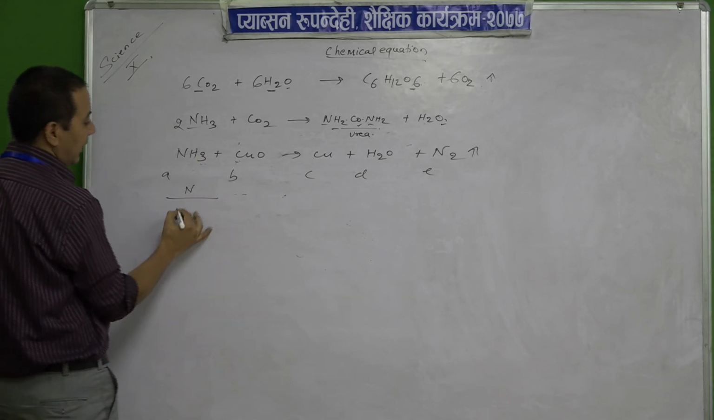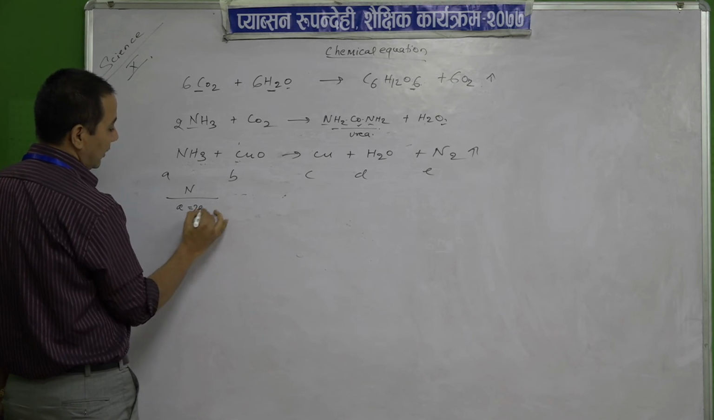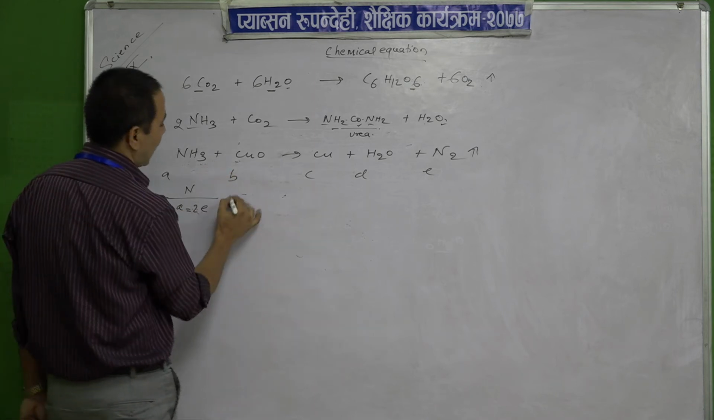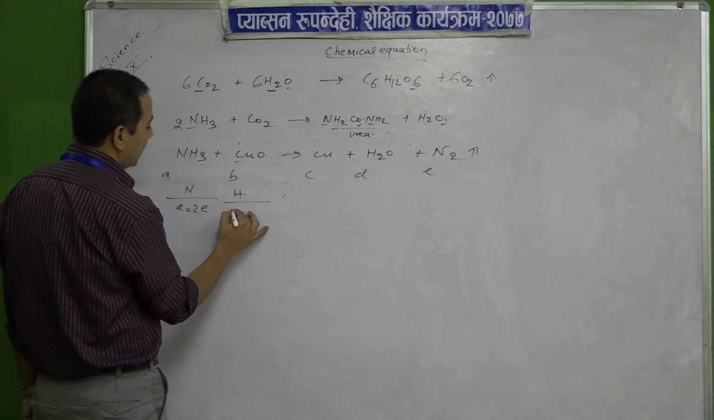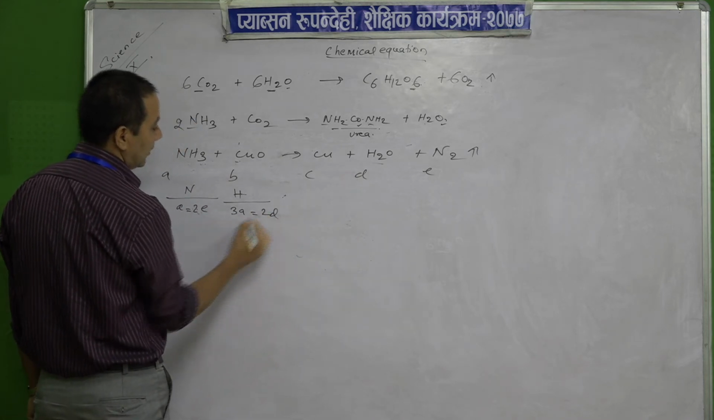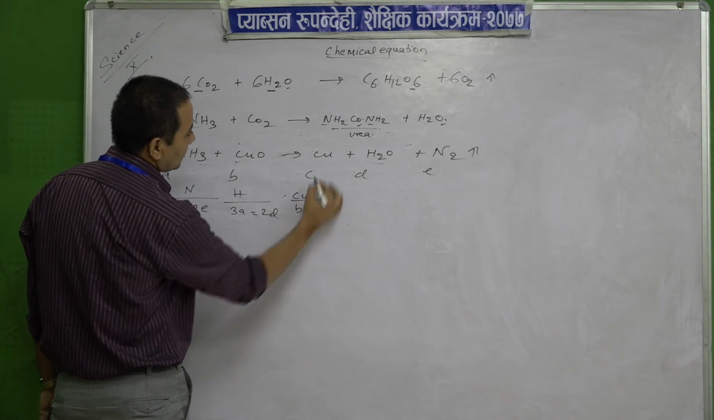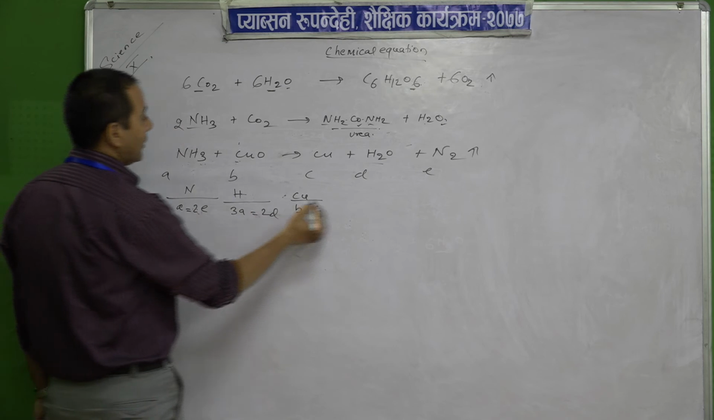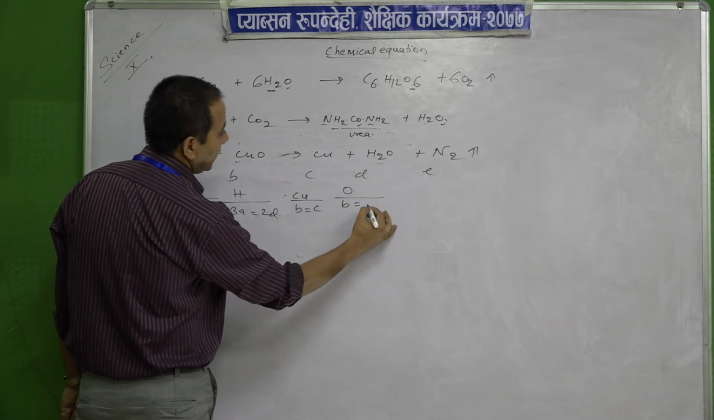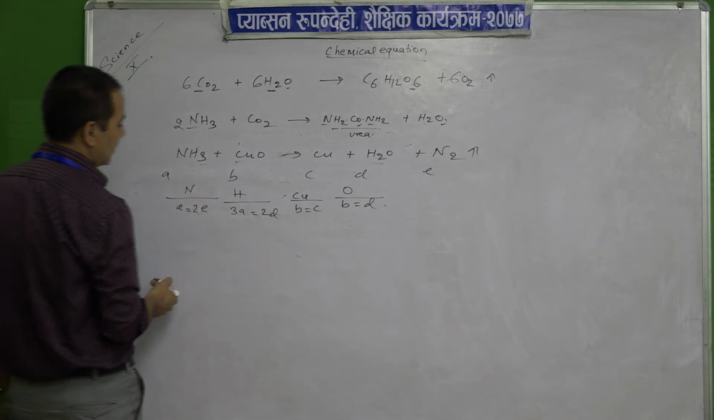Nitrogen. So A equals to nitrogen, how much is there? N2, that is 2E. Okay, 2E. Then hydrogen, how much? Hydrogen 3A equals to hydrogen, 1 is here, 2D. Then copper, how much? B equals to C. Yes. Then oxygen, how much? B equals to D. Finished all. Now let's solve the equation.